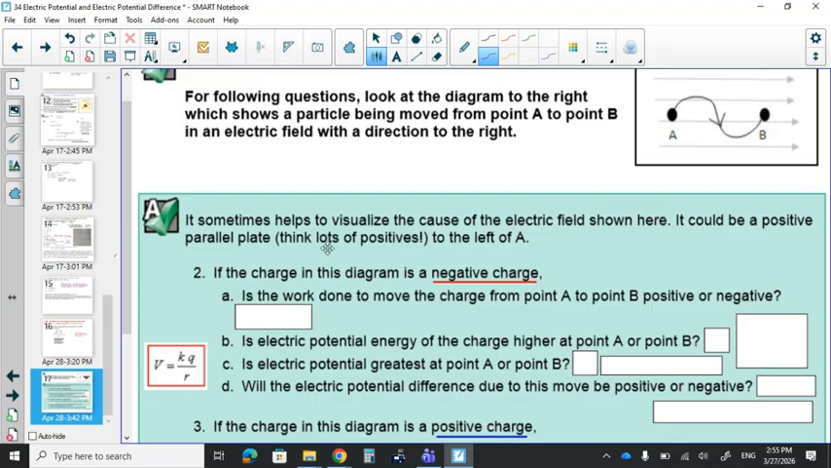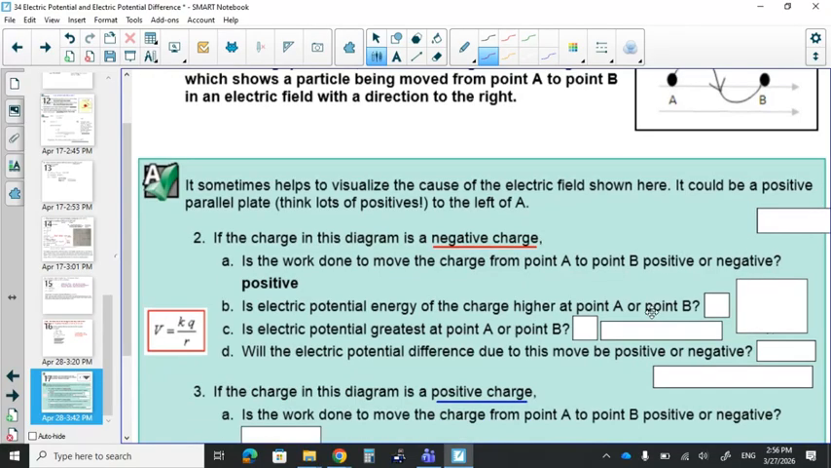And so it says if the charge in the diagram is a negative. So if this is a negative charge right here, what would it be like moving it from there to there? Is the work done to move the charge from A to B positive or negative? If it's a negative, a positive would naturally go this way, right? A negative, you'd have to push on it to make it go that way. And so that would be positive work you'd be doing, right?